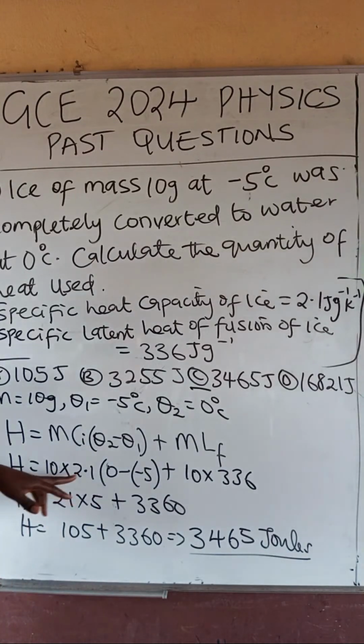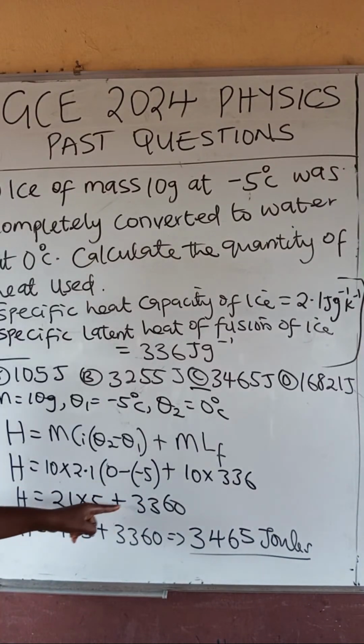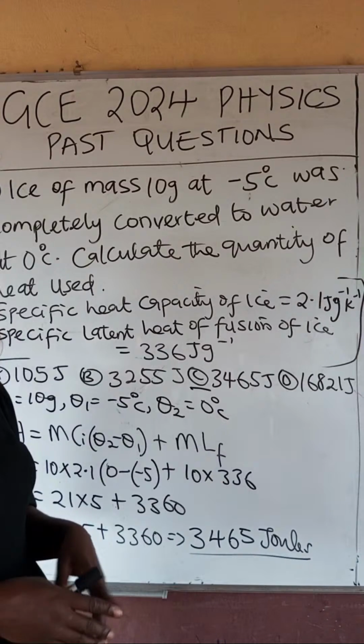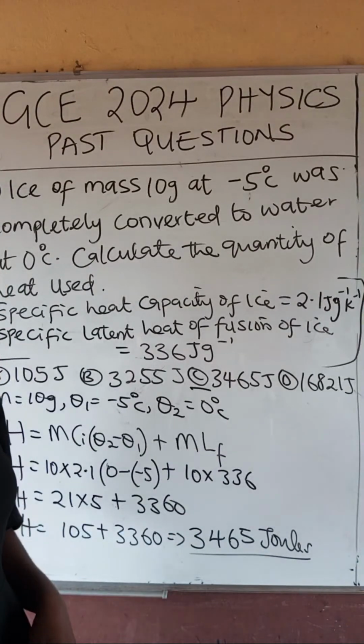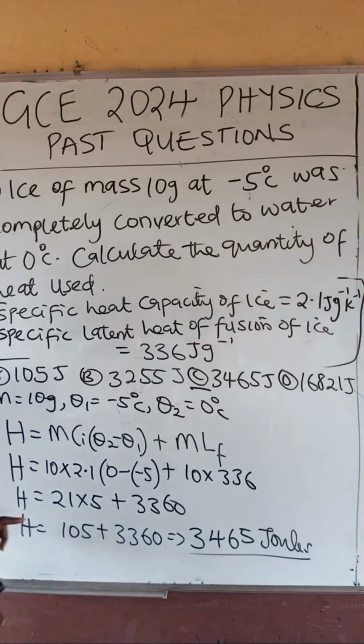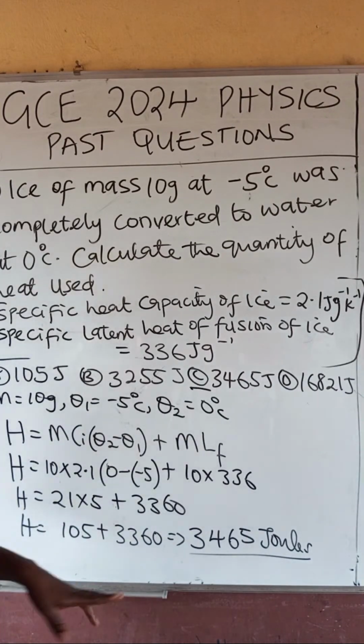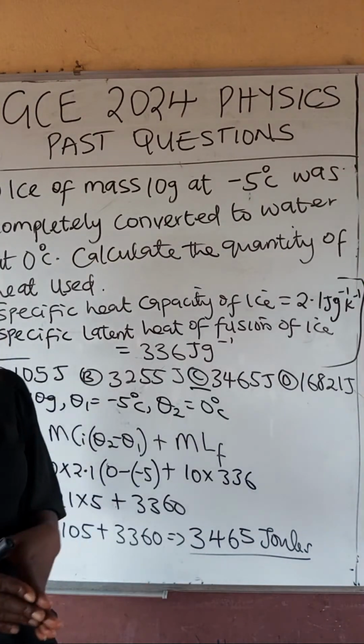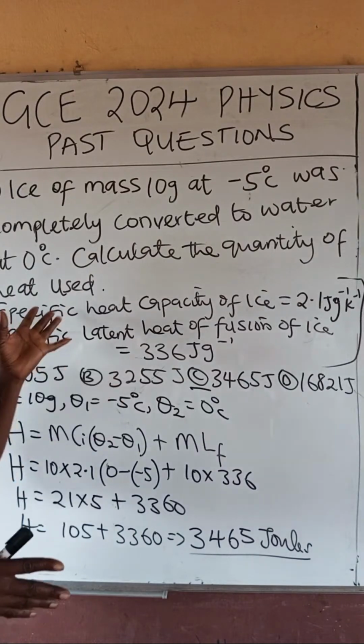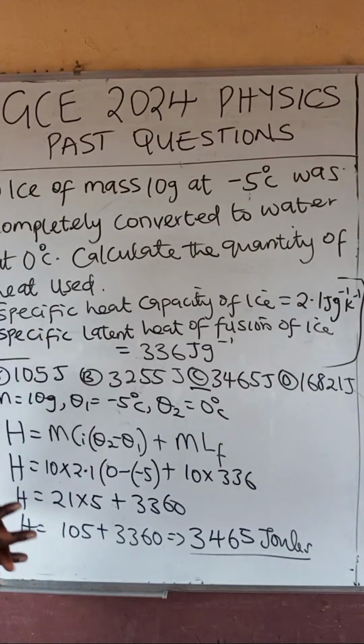Now bring it down. This multiplied gives 21 multiplied by minus times minus is plus. Bring out 5. Plus 10 multiplied by 336 is going to give us 3,360. Okay? So by the time you multiply 21 by 5, I got 105. Now add it to 3,360 and my answer becomes 3,465 joules. Is that clear? So this is how to solve this type of question. Right.